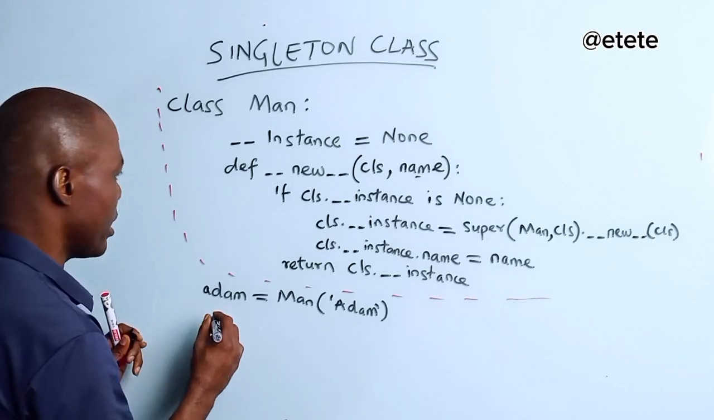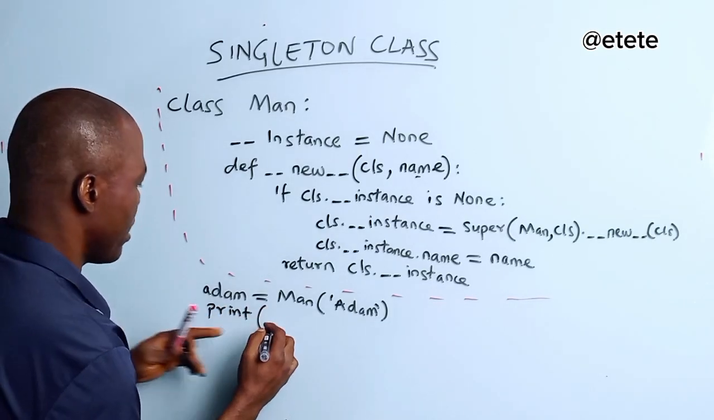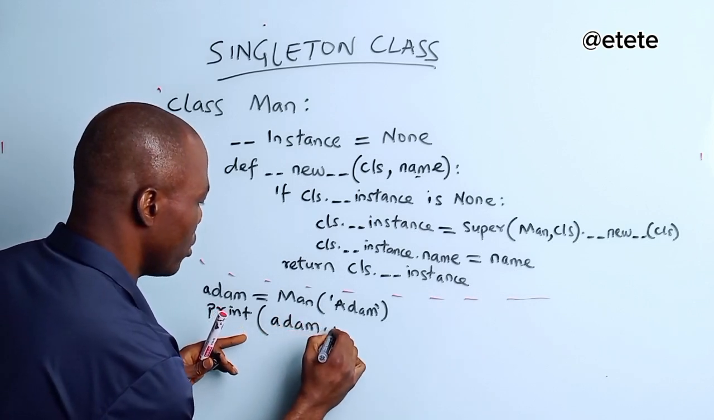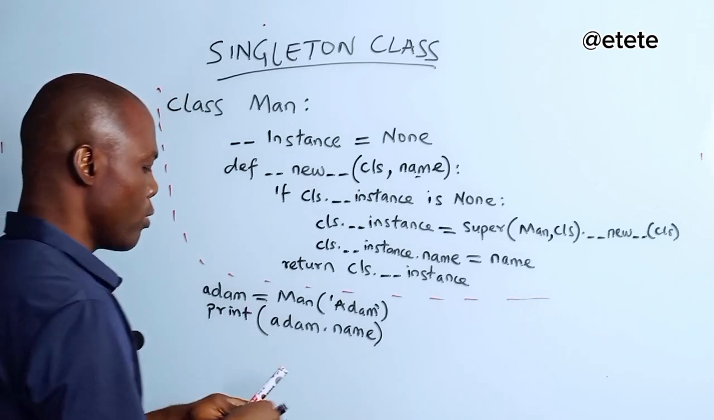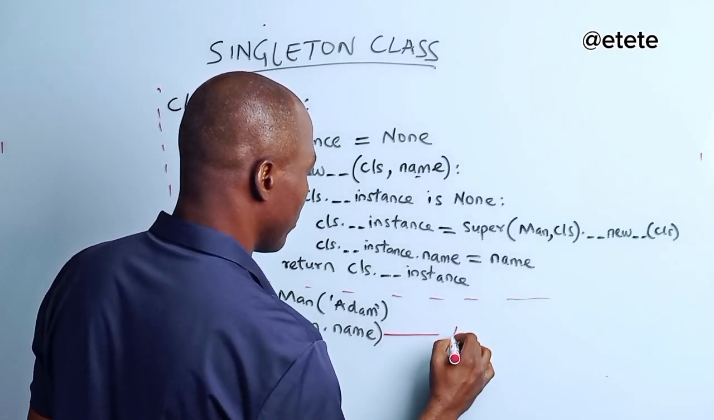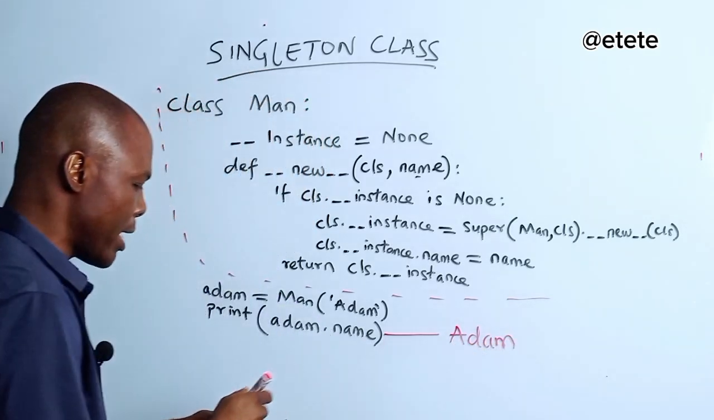So now I can say print Adam dot name. This one will print out Adam. It will print out Adam.